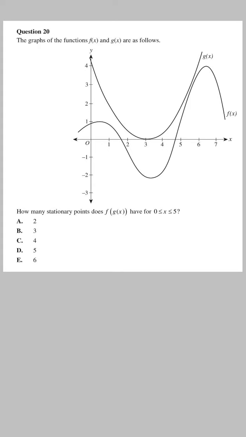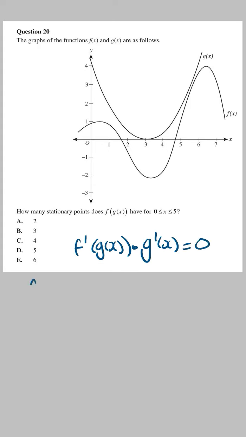Now for this question, we're given the graph of f of x and g of x, and we're told how many stationary points f of g of x has for x between 0 and 5. To find the number of stationary points, we need to let the derivative equal 0. We need to differentiate f of g of x. Using the quick chain rule method, we derive the outer function, which is f dash of g of x, multiplied by the derivative of the inside function, which is g dash of x, and we let this equal 0.